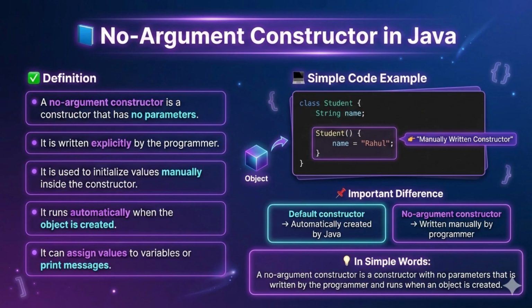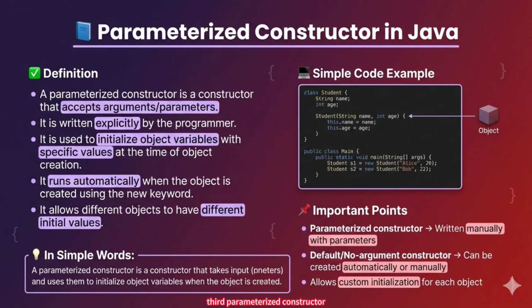Important difference. Default constructor: automatically created by Java. No-argument constructor: written manually by the programmer. In simple words, a no-argument constructor is written by the programmer and does not take any parameters. Third, parameterized constructor. Now let's understand the parameterized constructor.